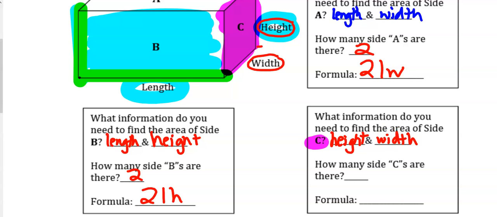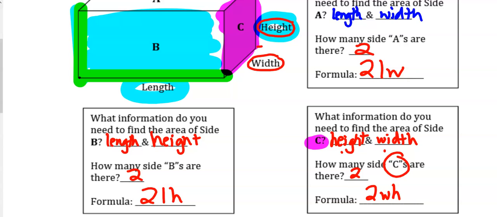And then just like the other sides or faces, there are two C's because we have our right side and we have a left side of the shape. So there are two. And so our formula for this is going to be 2 times width times height. I know we have a different order right here, but I want to give it to you like it is in the actual formula.